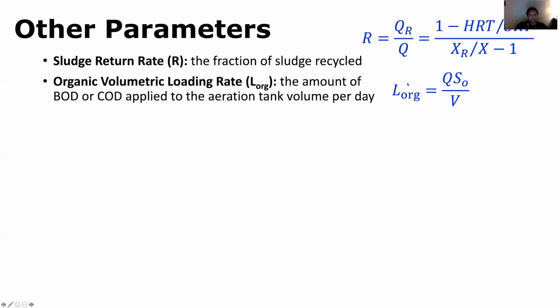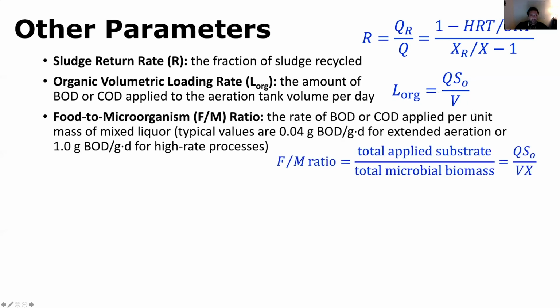return sludge. We also have the organic volumetric loading rate. This is the amount of BOD or COD that's applied to the aeration tank volume per day. So that's the flow rate multiplied by the substrate concentration coming into the aeration tank, and that's divided by the volume of the tank itself.